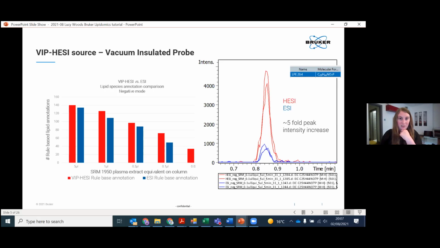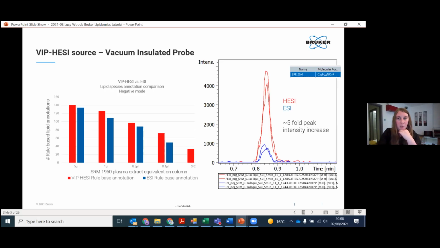And with the HESI source, if you look at the red bars, this shows you the number of lipid species that can be annotated when compared with the standard source, which is shown in blue. You can also see an example of the spectrum over on the right hand side here. This is the chromatographic peak, where you can see that for a single lipid species, the LPE24, you get around a 5-fold boost in the peak intensity when we use this new ion source.